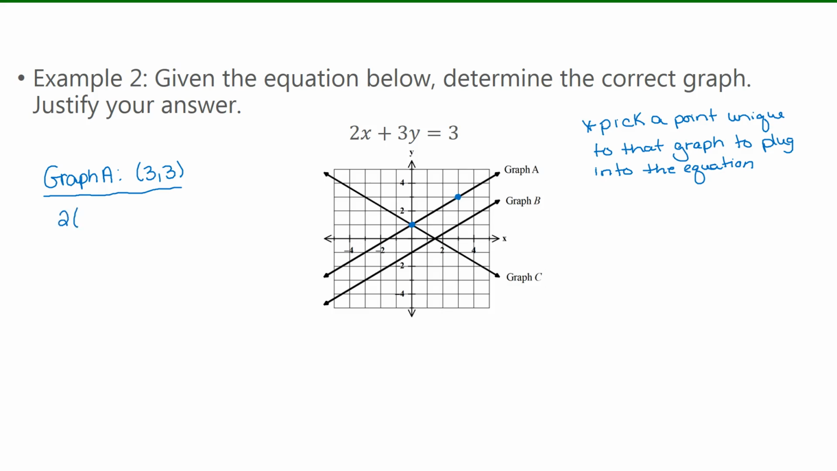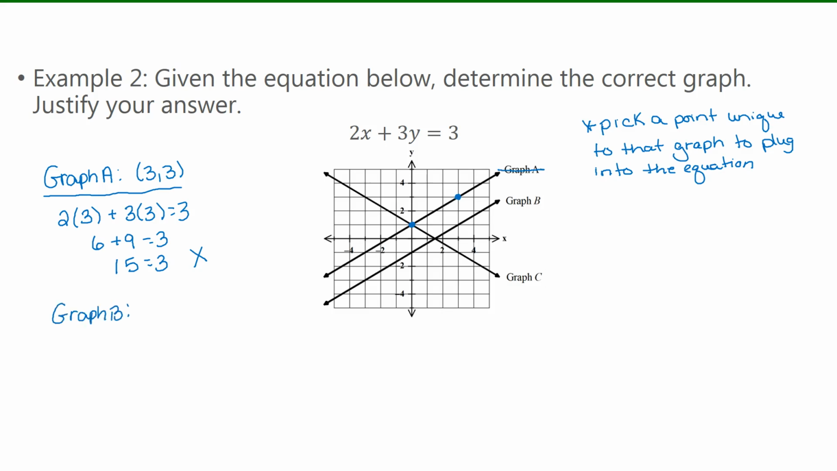So x is 3 and y is 3. 2 times 3 is 6. 3 times 3 is 9. Adding that together, I get 15. Now 15 doesn't equal 3, so graph A does not match the equation.